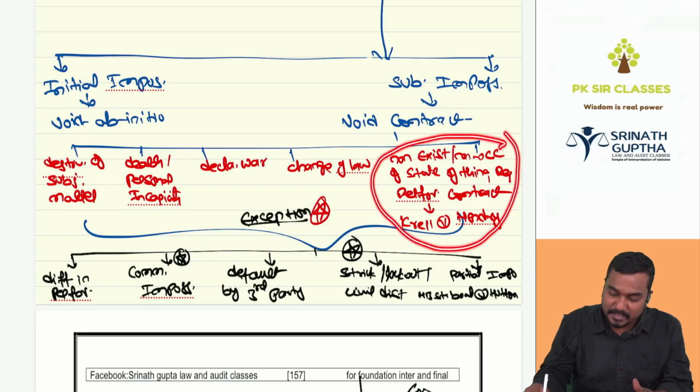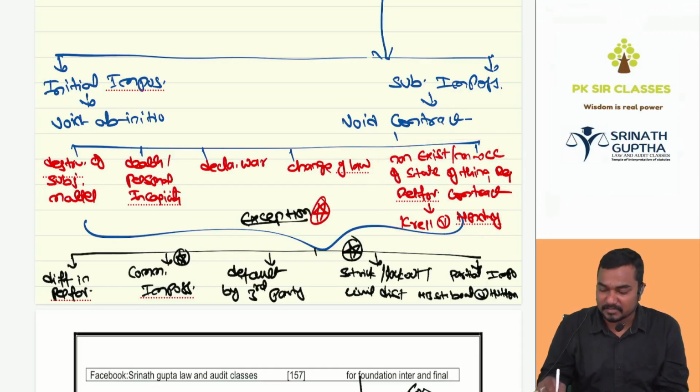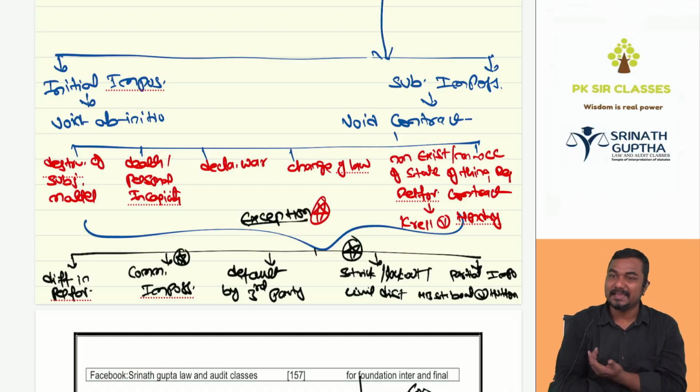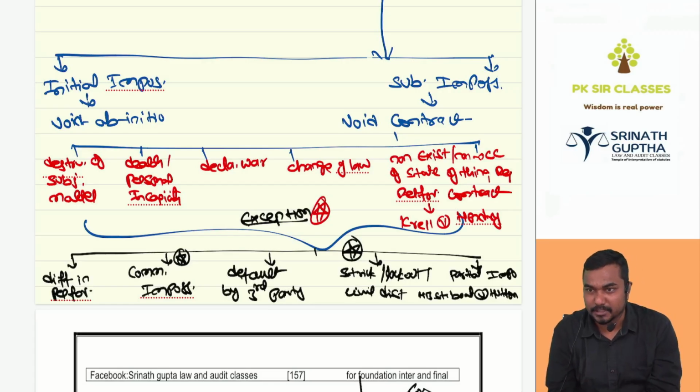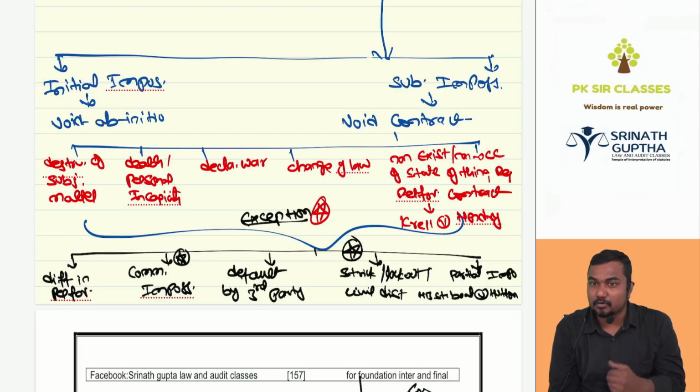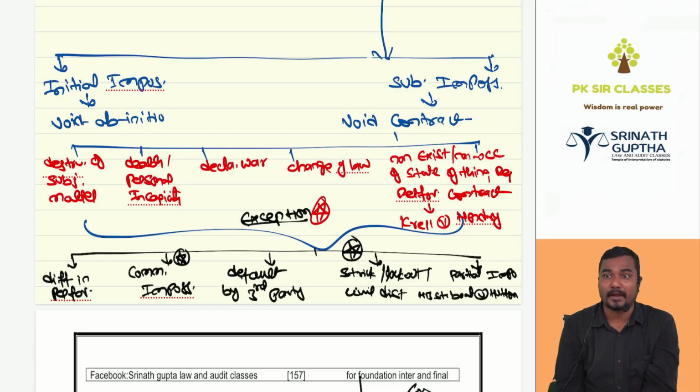Non-existence or non-occurrence of the state of things required for performance of the contract, as in the case of Krell versus Henry. In that case, there was a king and a prince, and a coronation for the prince. Due to ill health of the king or prince, he was unable to attend the coronation. To view the coronation, we had taken an apartment, a room in the hotel. Generally room rent would be 1,000 rupees, but for that night it was 10,000. Unfortunately, the coronation was cancelled. The contract also comes to an end due to non-existence of the state of things required.